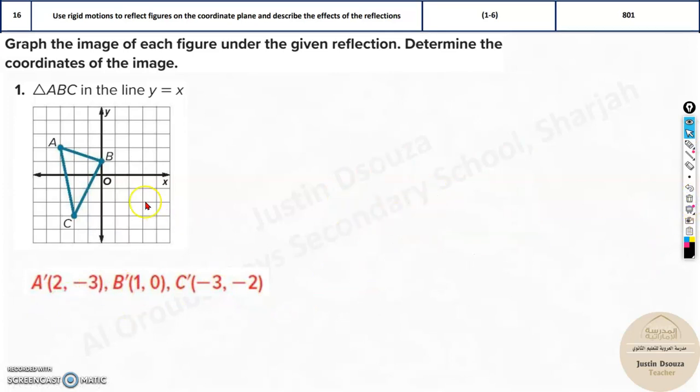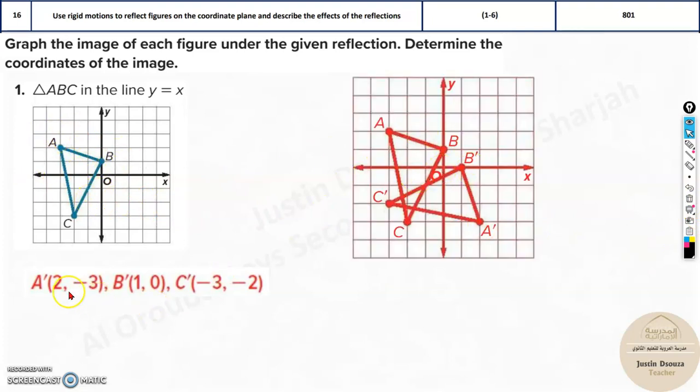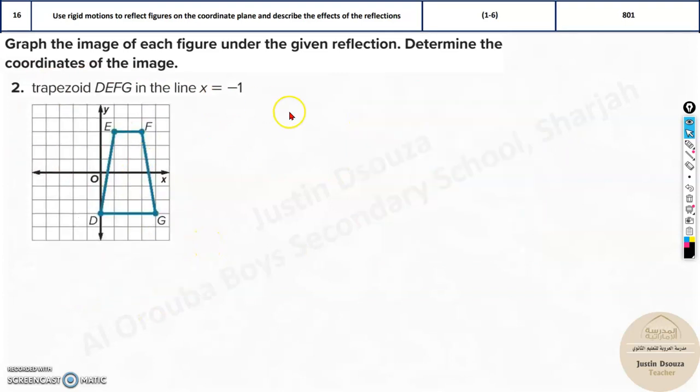Why is it so simple? Because you can easily find the coordinates of A, B, C, and then you can easily write the reflection along y equals x, which is just the change of x and y. That's it. Same way you can try the others.